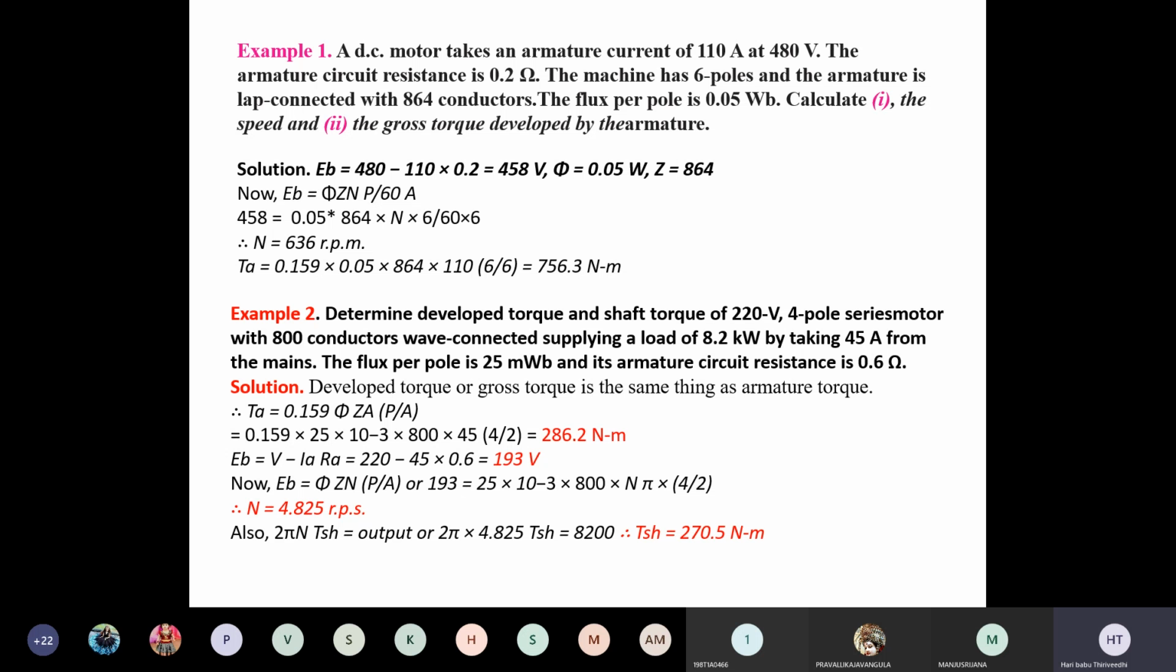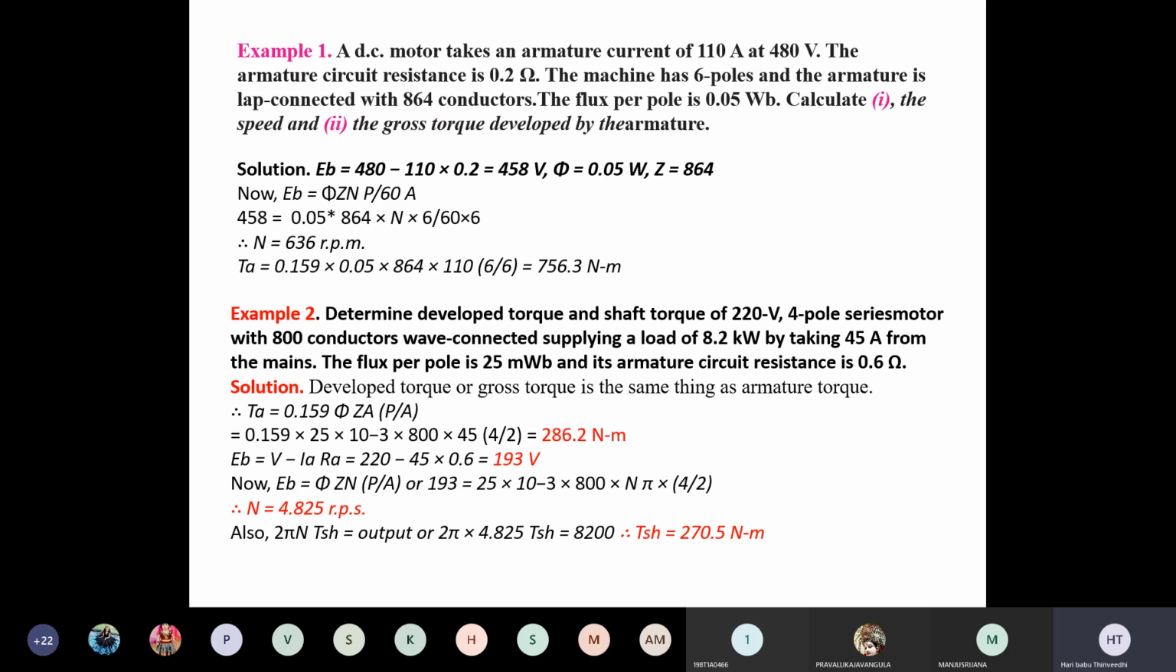V means 480 volts minus Ia 110 amperes into Ra 0.2 ohms. So 480 minus 110 into 0.2. So that is nothing but 480 minus 22. So that is equal to 458 volts. So back EMF is equal to 458 volts.